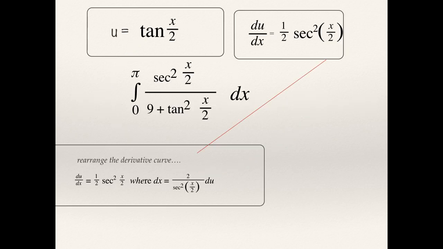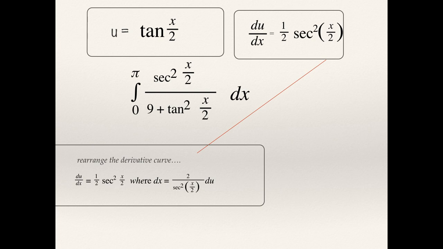Now you have to use a popular method that is always used in integral calculus, called u substitution. Substitute u is equal to tan x by 2 and take its derivative. The derivative of tan x by 2 gives you 1 by 2 sec square x by 2. Please follow the red line down the steps. Rearrange du by dx. After rearranging, dx is equal to 2 by sec square x by 2 du.